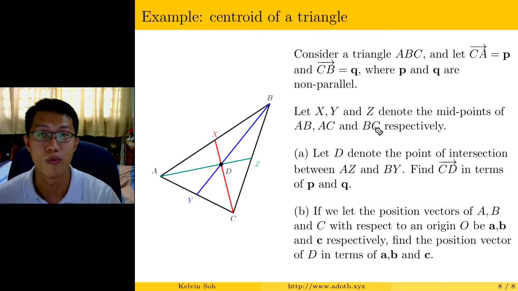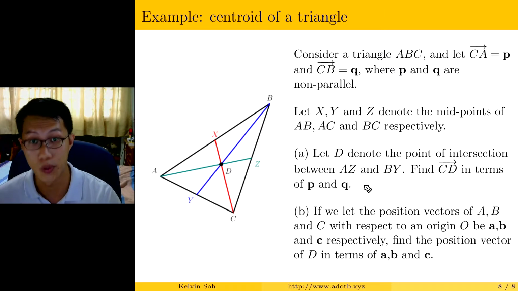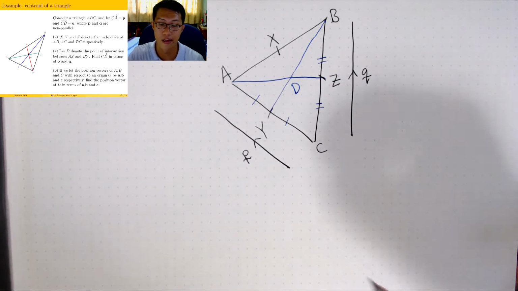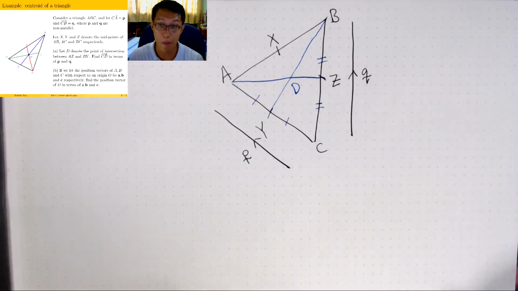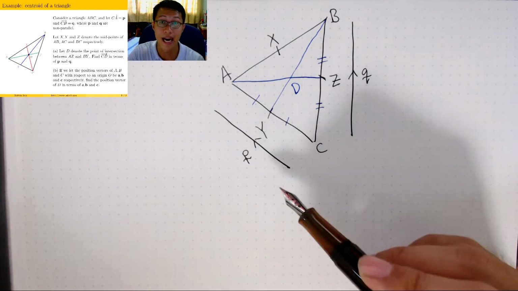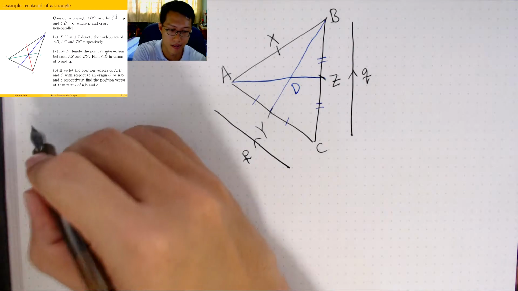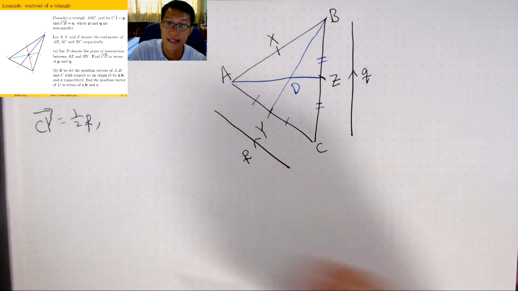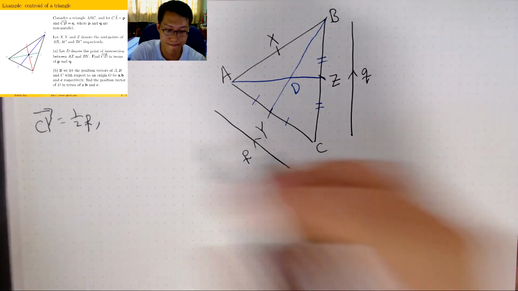For part a, we let D denote the point of intersection between AZ and BY. We want to find the vector CD in terms of p and q. So let's try it out. To tackle this question, we start by using the fact that Y and Z are the midpoints. We know that CA is the vector p, so CY will be half of p. Similarly, CZ will be half q.